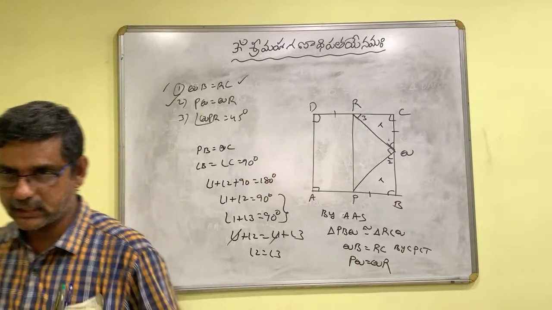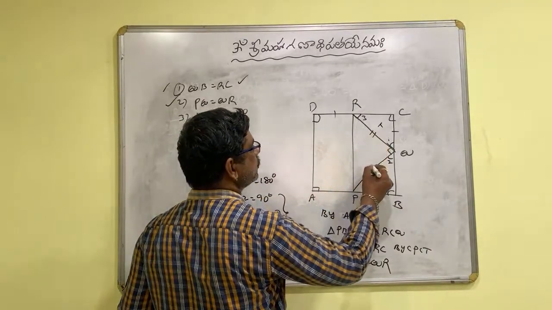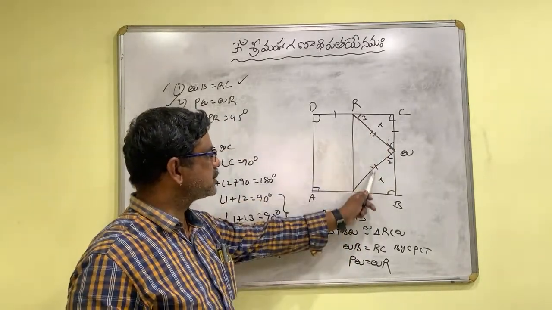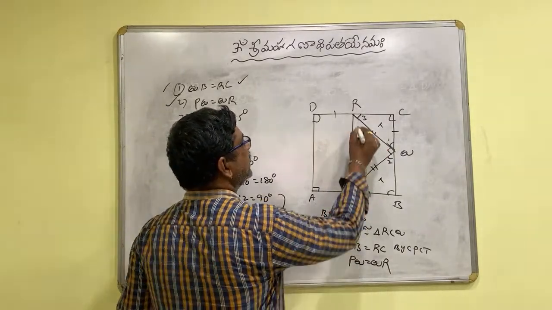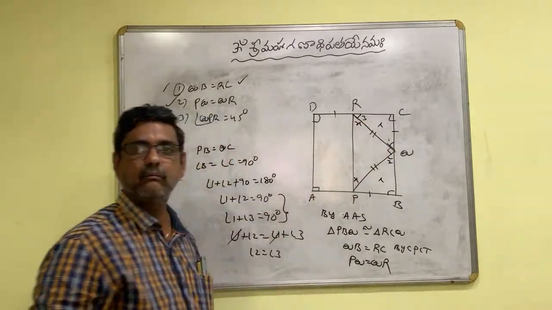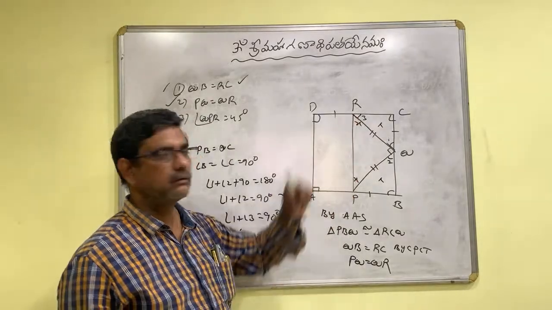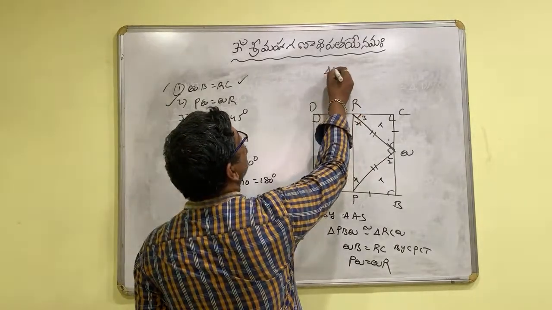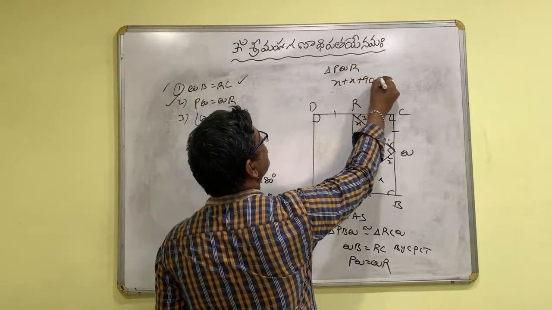How to prove it? See children, since these two sides are equal, these two angles are also equal. Isosceles triangle property. So, now in triangle PQR, angle sum property of triangles.